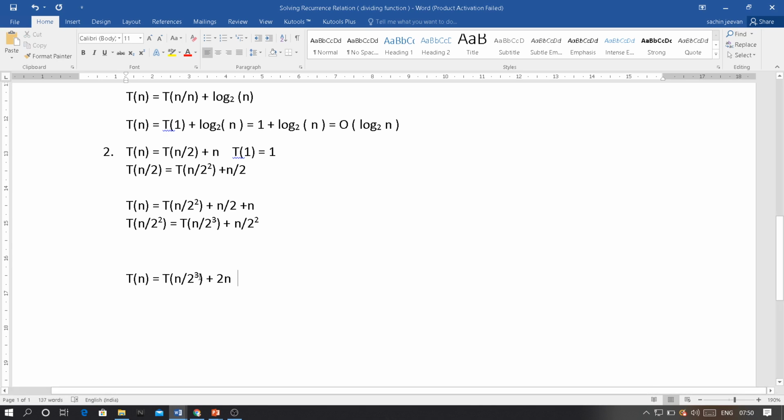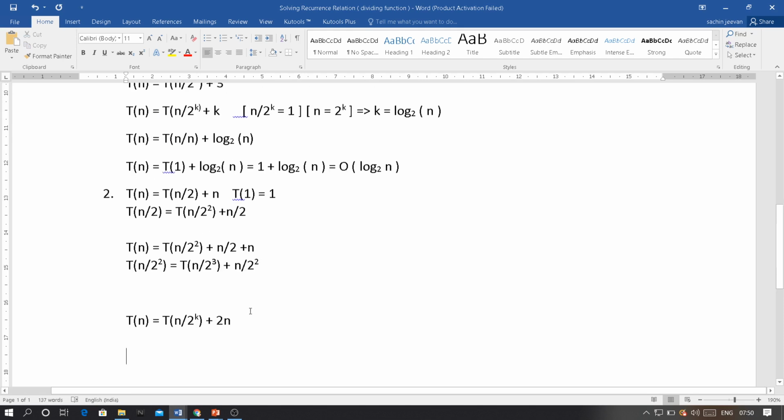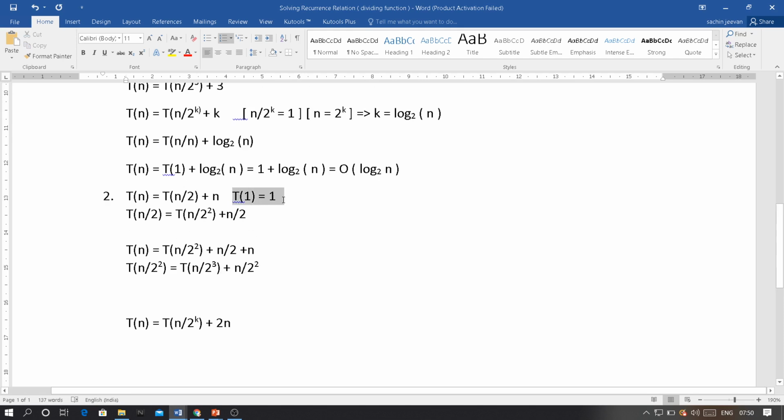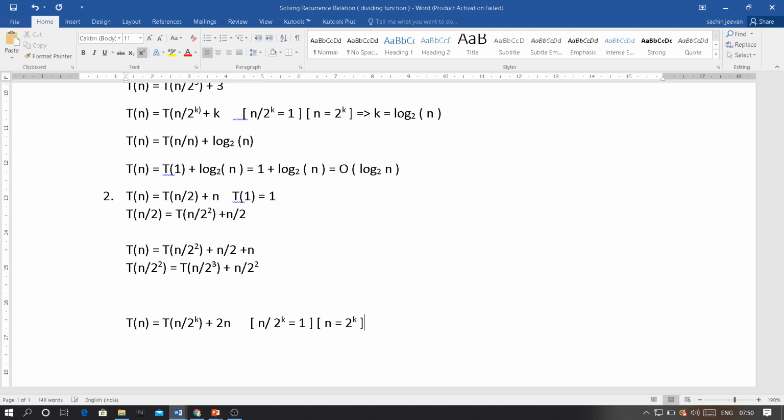Now what is the other part? We have to generalize this. So t of 2 power 3 has to be changed to 2 power k. Now we have generalized the equation. When the equation is generalized, what is the ending condition? The ending condition is 1, which means n by 2 power k has to be equal to 1. So n divided by 2 power k should be equal to 1. When n divided by 2 power k is equal to 1, then n will be equal to 2 power k, which we have already seen in the previous equation. Okay, n is equal to 2 power k.